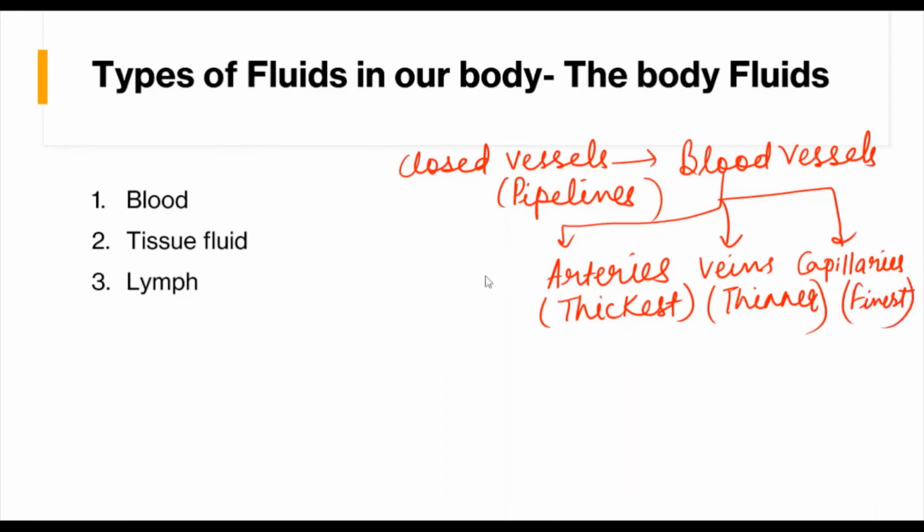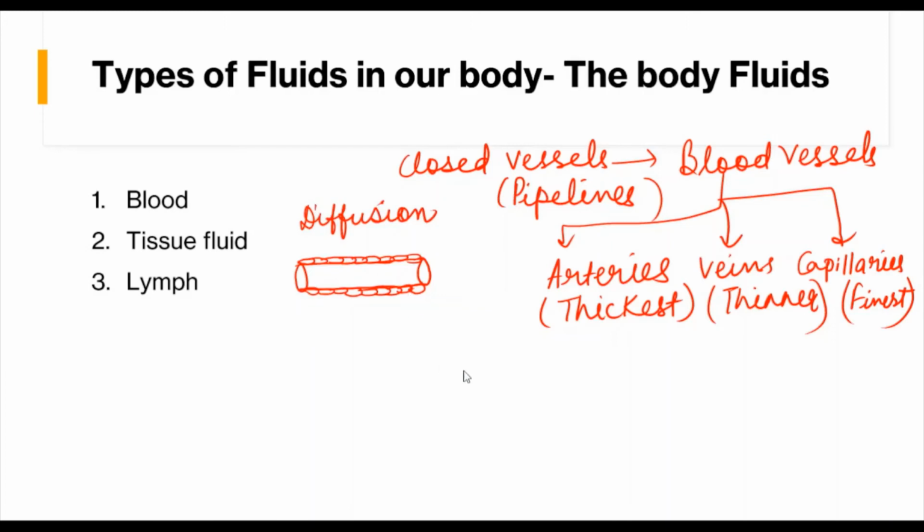Three types of blood vessels. Now suppose this is one capillary. The wall of a capillary is made up of a single layer of cells. Very important to remember. Single layer of cells are there on the wall of the capillaries. Now, why so? This is for easy diffusion of substances in and out of the capillary wall.